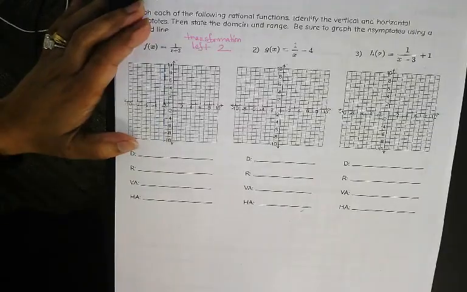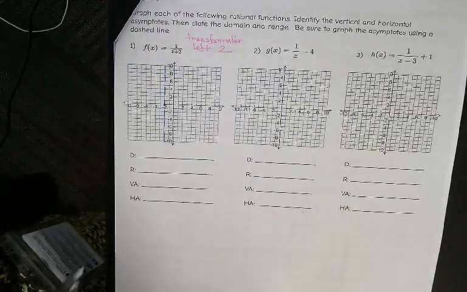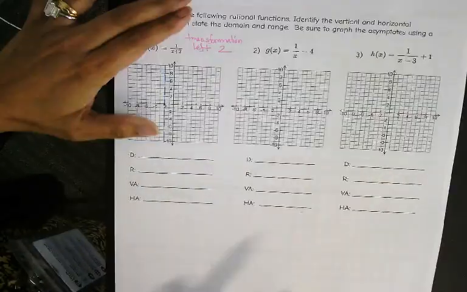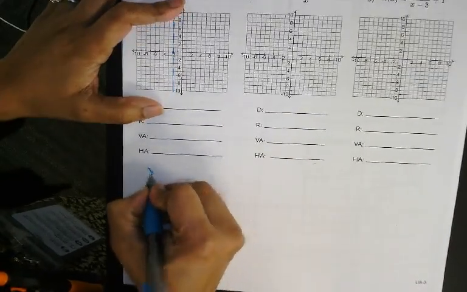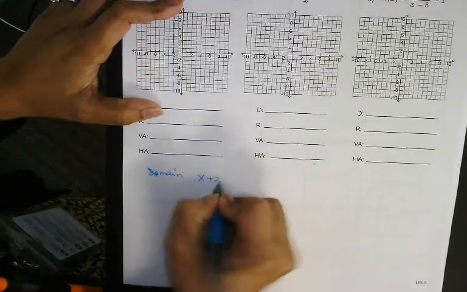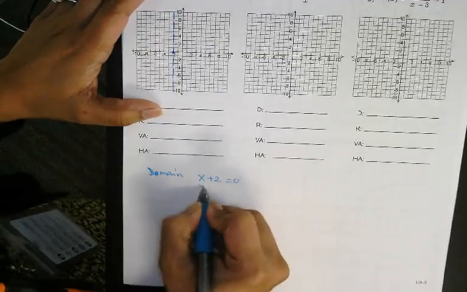Now, we're going to talk about the other thing. Whenever you are trying to find the domain from anything, whatever you have on the denominator, you have to set that equal to 0. That's going to give you the domain. So I have x plus 2. For the domain, set x plus 2 equal to 0. What's the x value now? x equal to negative 2. That's going to be your domain.